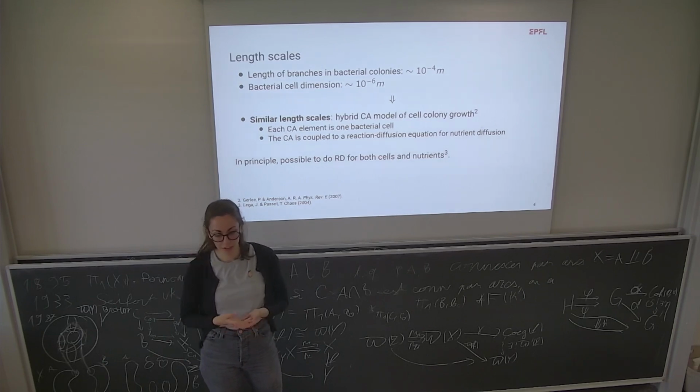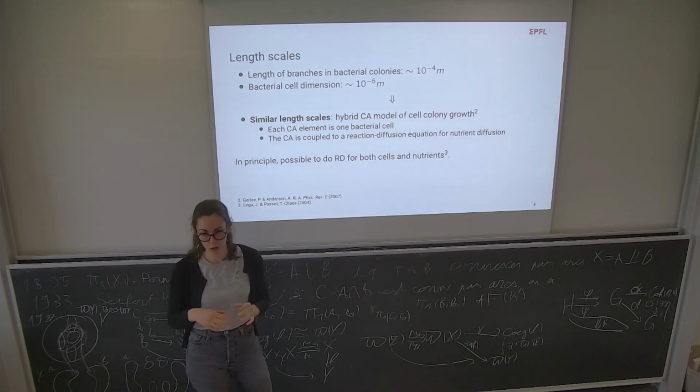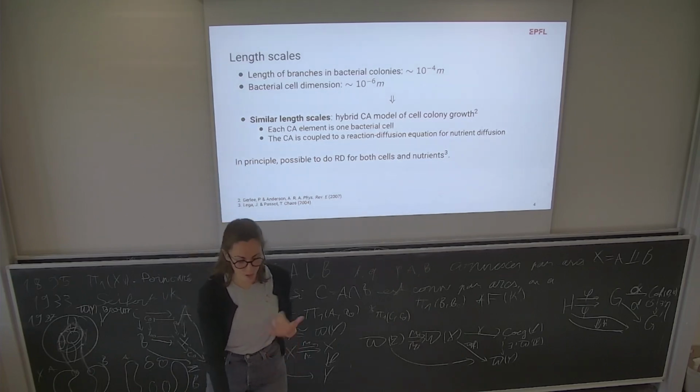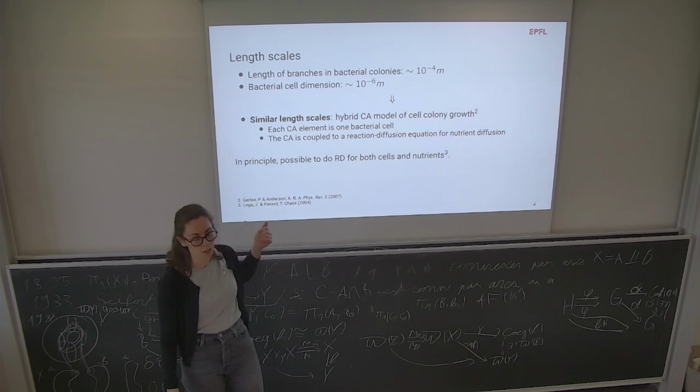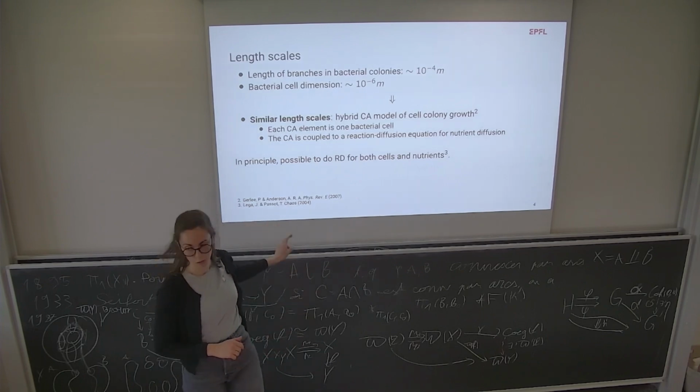To deal with nutrient diffusion, I use a reaction diffusion equation, and I couple this with the cellular automaton when I update the state. In principle, one could avoid using the cellular automaton and use reaction diffusion also for the cells. But to really see the individual cell movement, I thought it would be cool to see this hybrid approach. And people have already done it with reaction diffusion equations for pH, nutrients, and cells in the reference.